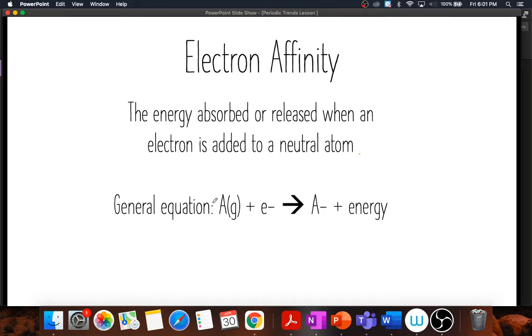So you've got an atom, and there's an electron added to it, and then it forms an ion, an anion in this case, plus energy. So whenever you have a reaction like this, there's an energy that's associated with it, either absorbed or released. And when something becomes more stable, energy is released. Okay, and I want you to keep that in mind. That's important for us to know in order to understand the trend that we see in the periodic table.